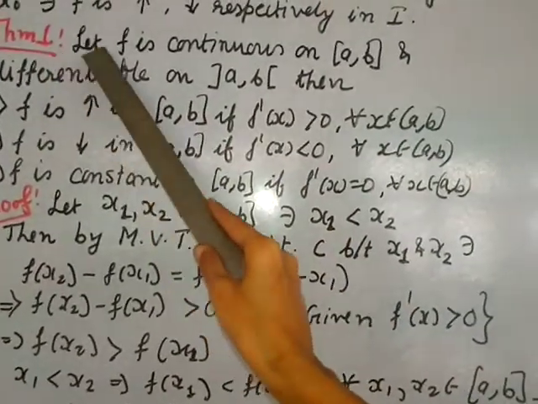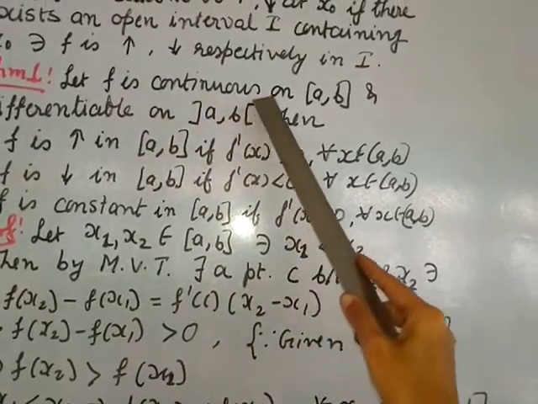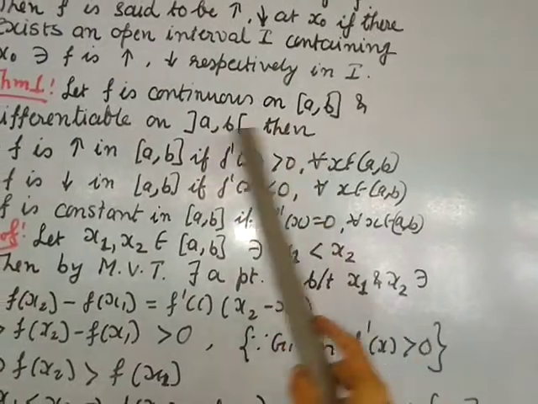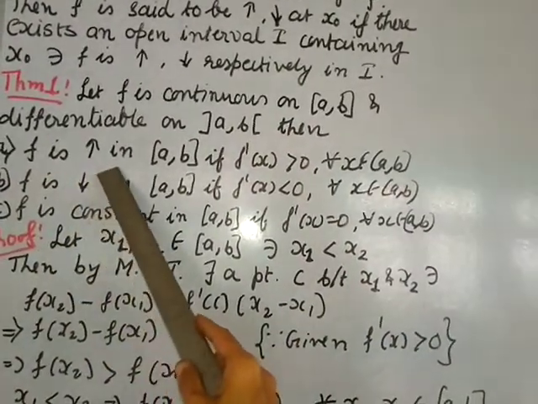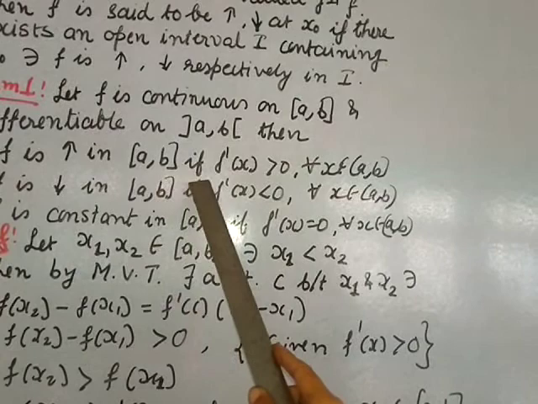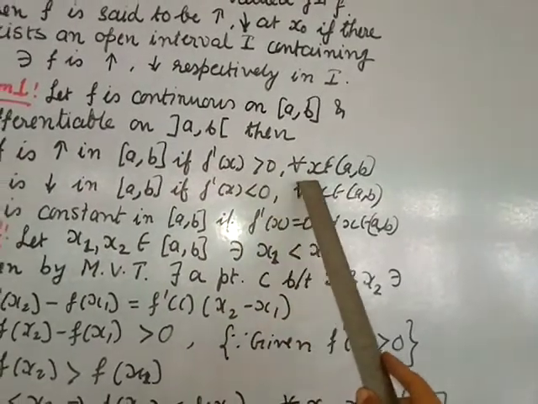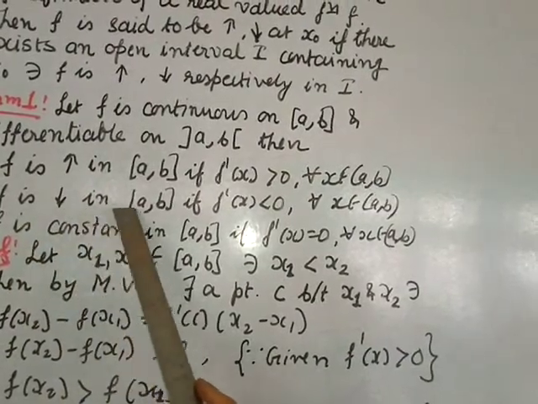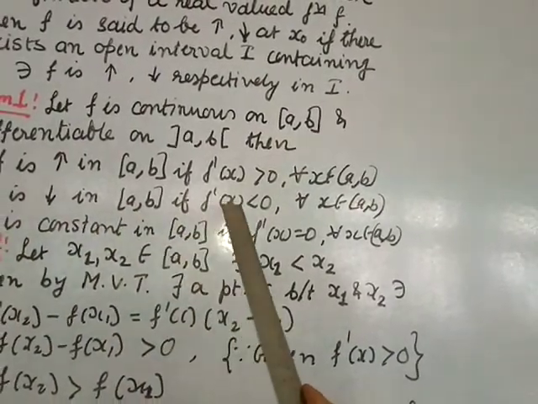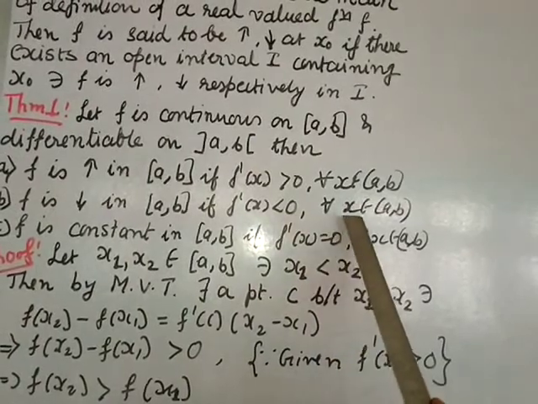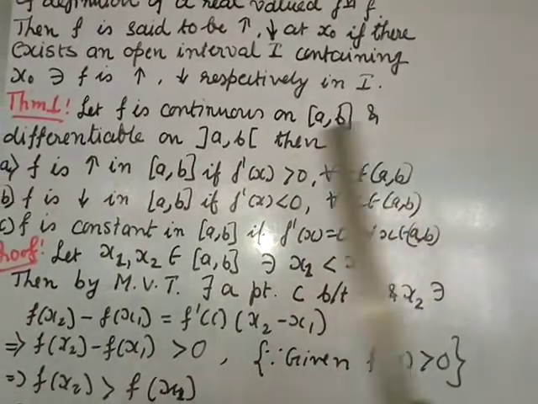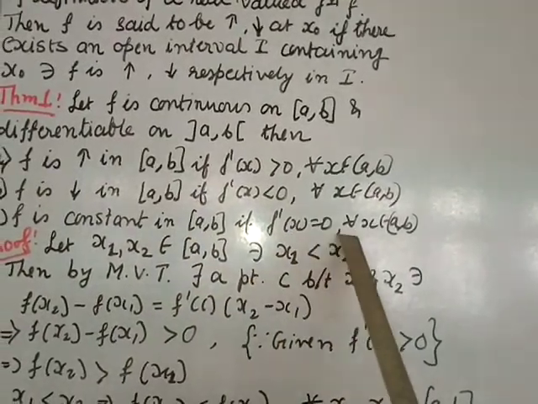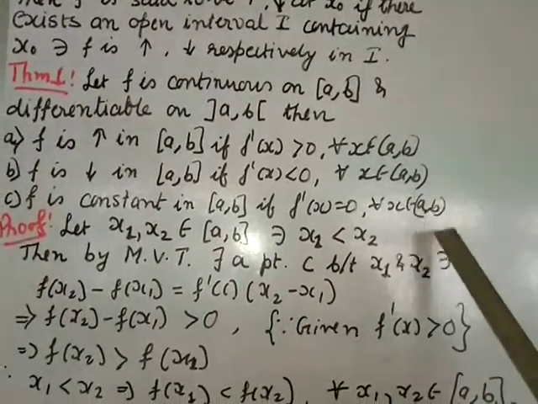Theorem number 1. Let f be continuous on closed interval AB and differentiable on open interval AB. Then, part A: f is increasing in closed interval AB if f dash x is greater than 0 for all x belongs to open interval AB. Part B: f is decreasing in closed interval AB if f dash x is less than 0 for all x belongs to open interval AB. Part C: f is constant in closed interval AB if f dash x equals 0 for all x in open interval AB.